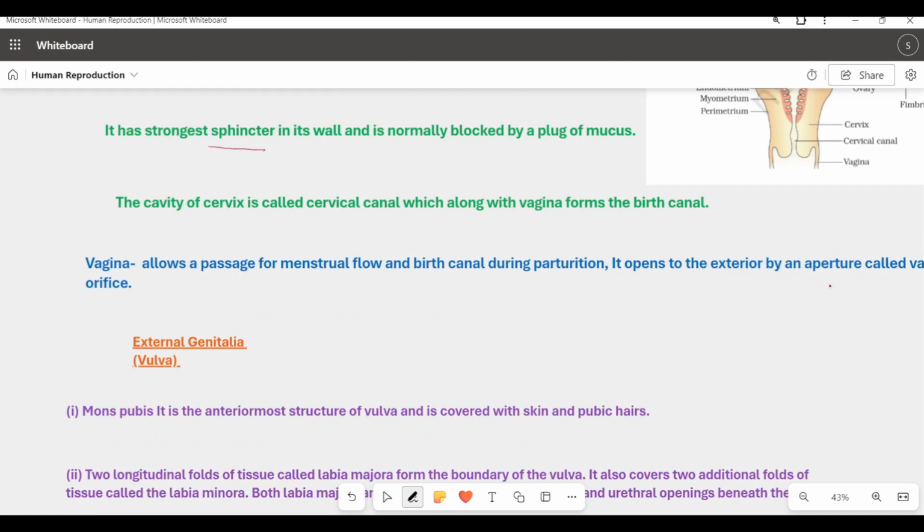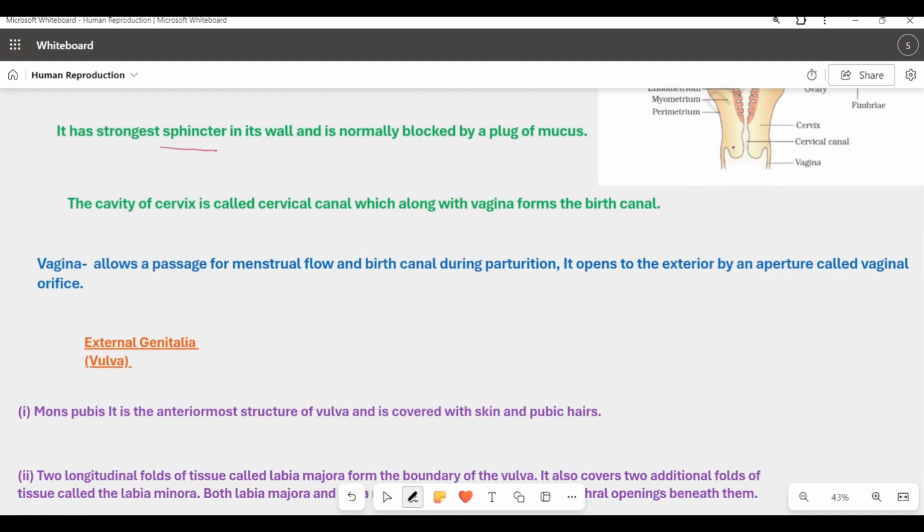Now, what is the vagina? The uterus opens into the cervix and it comes into a broader pathway or canal which opens out through the external genitalia. So coming down from the vagina comes the external genitalia. This region is called the birth canal. The cervical canal plus the vagina forms the birth canal.